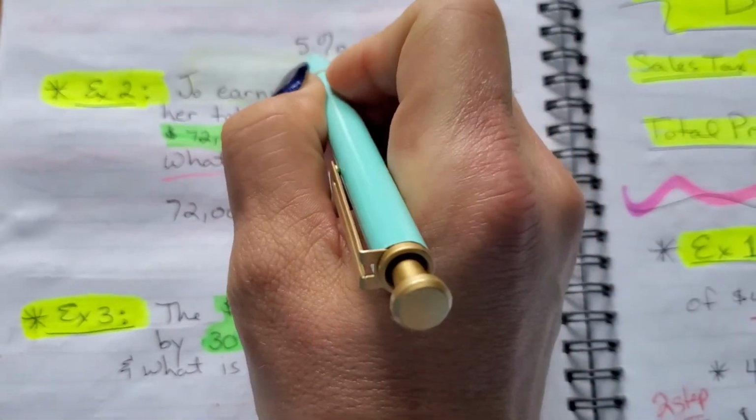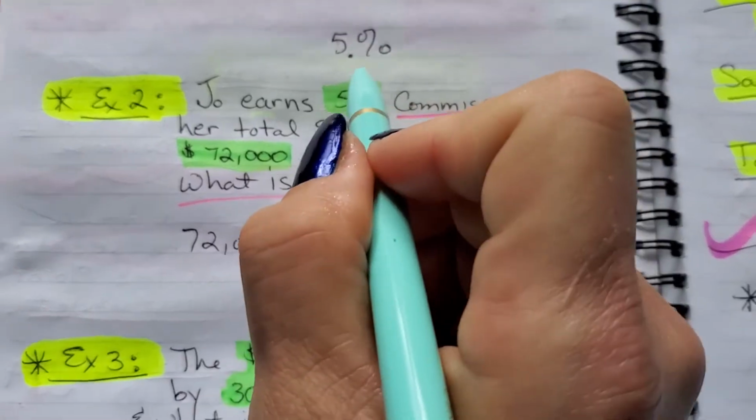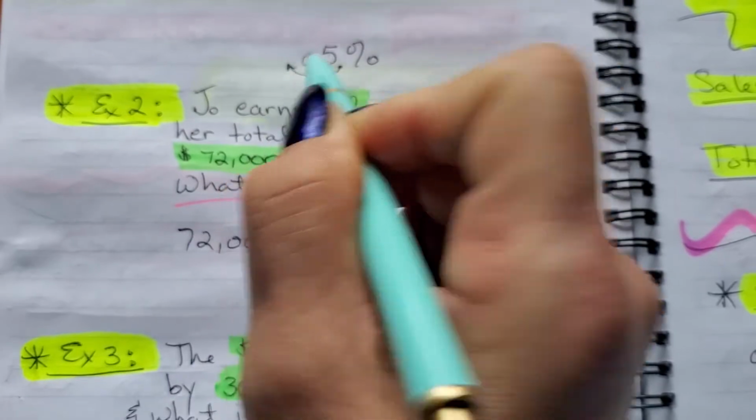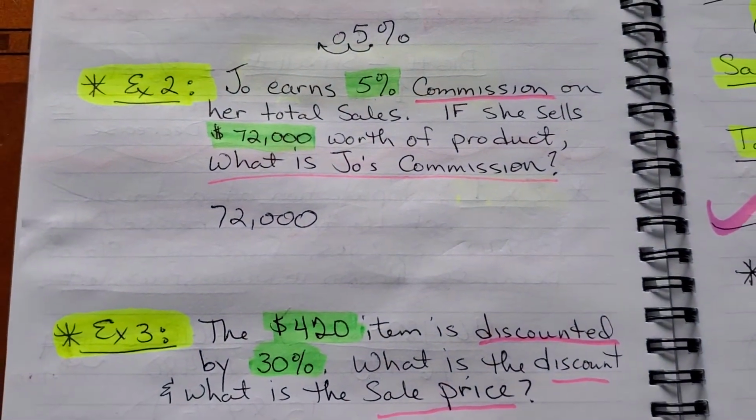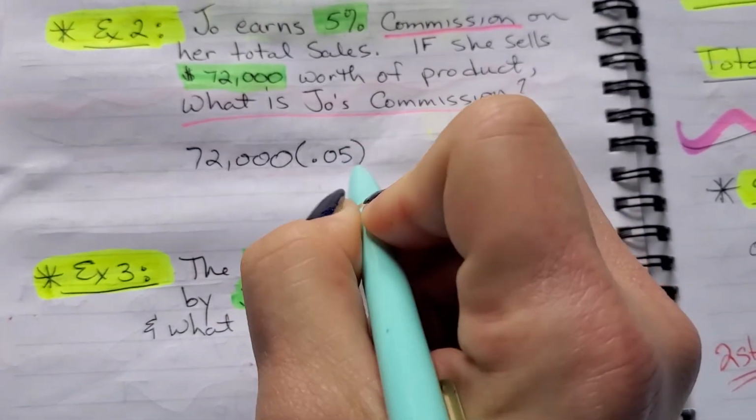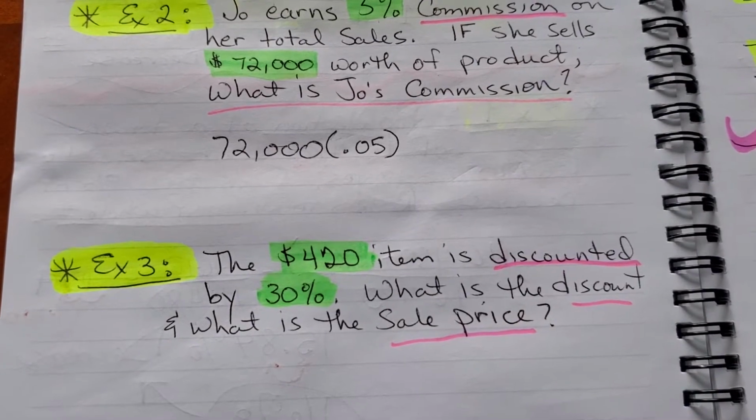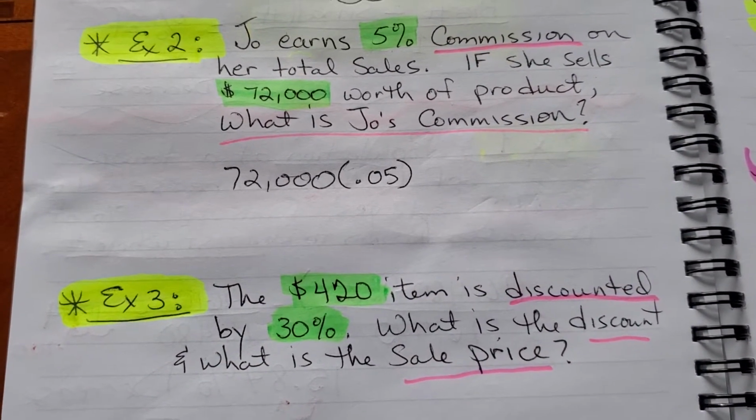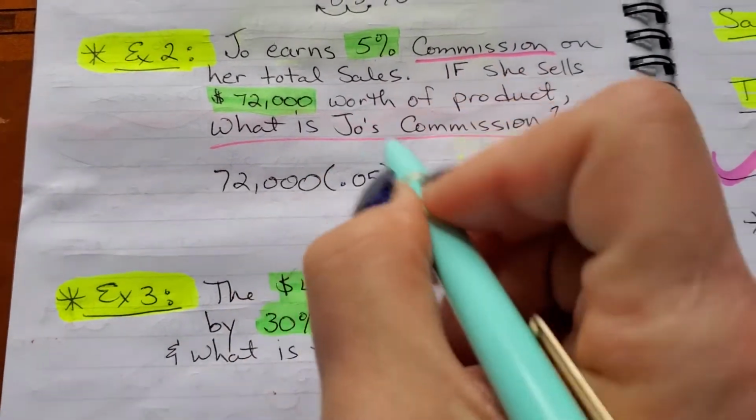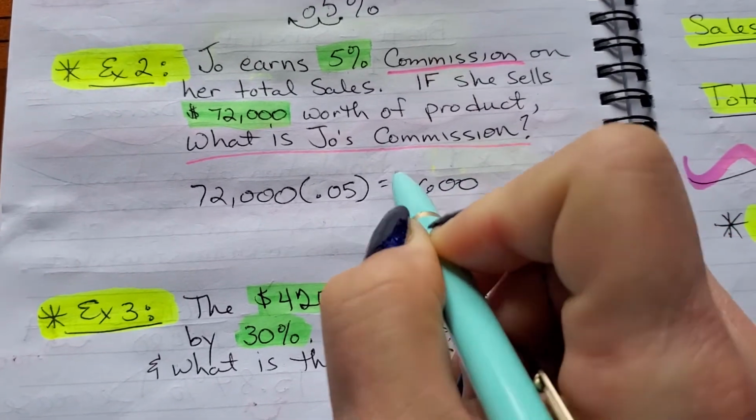but we can change it into a decimal, which again, remember, if you don't see the decimal, it's at the end of the number. And we move that decimal 2 places to the left. So 5% is 0.05. So we're going to multiply the amount she sold, 72,000, times her commission rate, which is 5%. And if you enter that in your calculator, 72,000 times 0.05, you will get $3,600. Pretty decent commission.